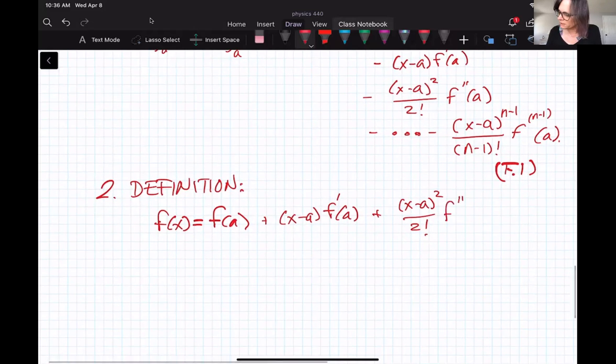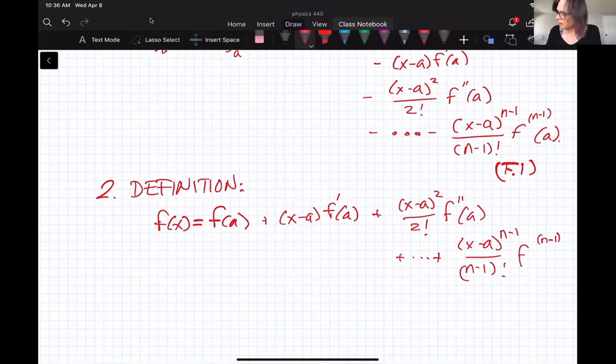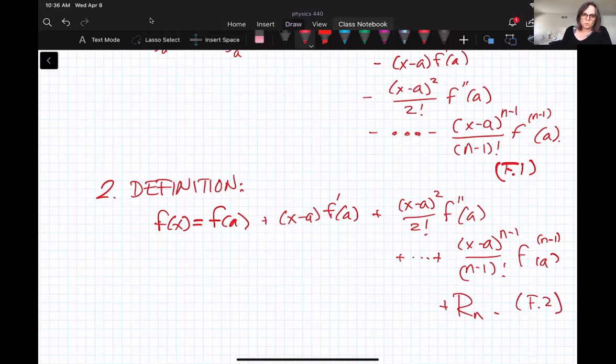Second derivative evaluated at a, plus these intermediate terms, x minus a to the n minus 1 over n minus 1 factorial, the n minus 1th derivative, plus a remainder, if we want to be completist about it. Okay. Where r sub n is just the remaining set of derivatives if we stop that after the n minus 1th derivative.